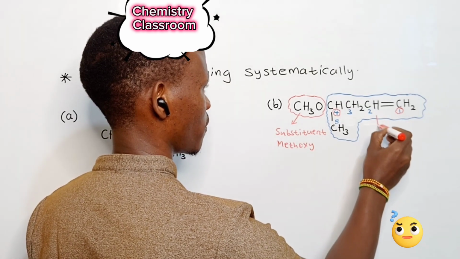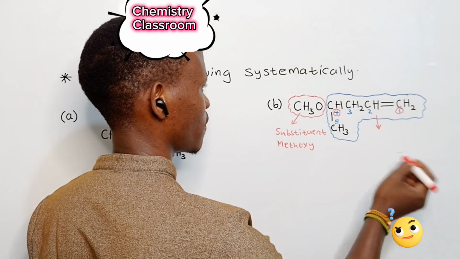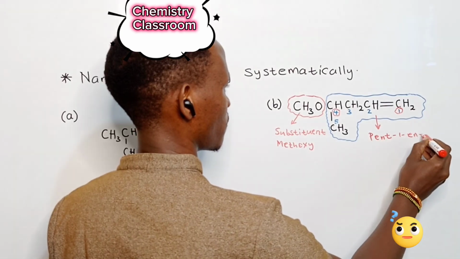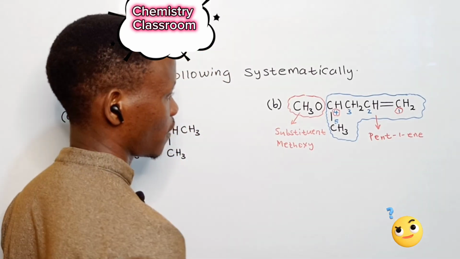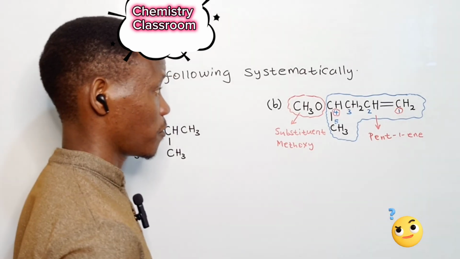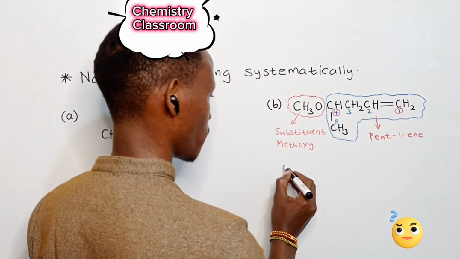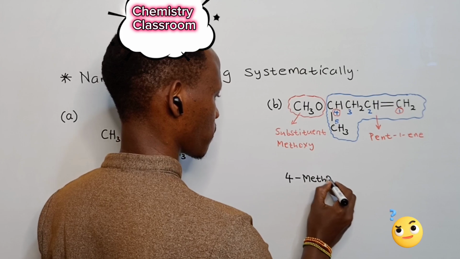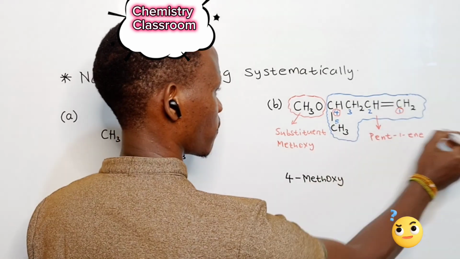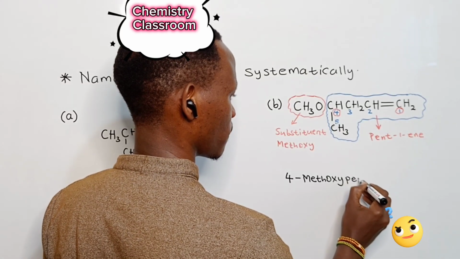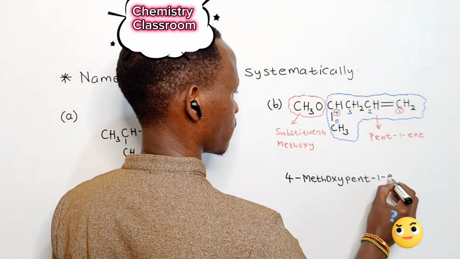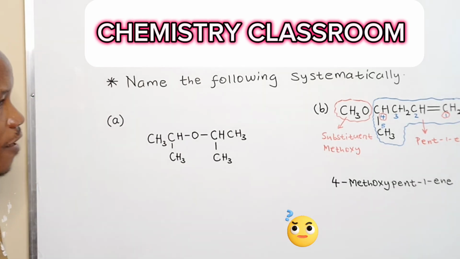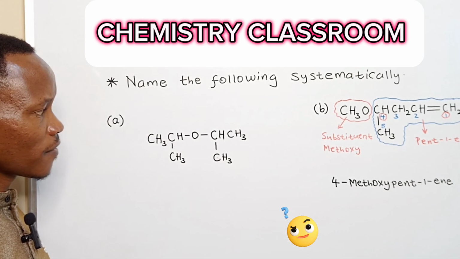And do not forget that the parent name of this is the one we dealt with from our previous work. This is our parent name. So finally, we can now write the IUPAC name of this compound as, on position 4 we have a methoxy group followed by the parent name. As simple as that.